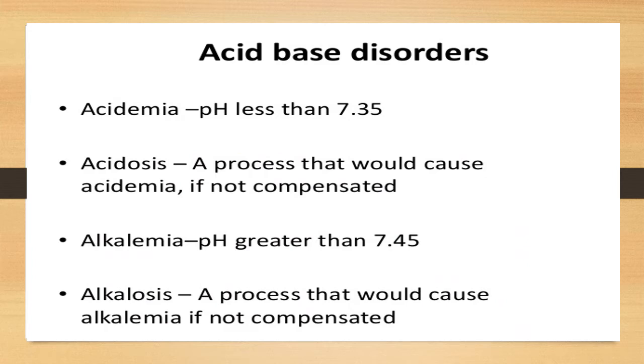Acid-base disorders. Acidemia, pH less than 7.35. Acidosis, a process that would cause acidemia if not compensated. Alkalemia, pH greater than 7.45. Alkalosis, a process that would cause alkalemia if not compensated.